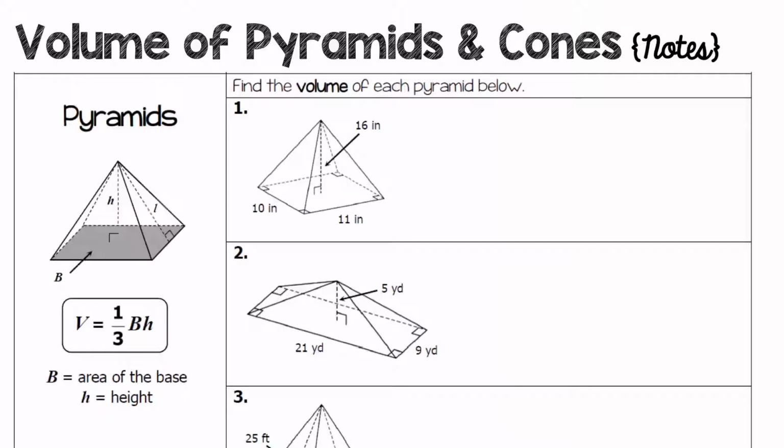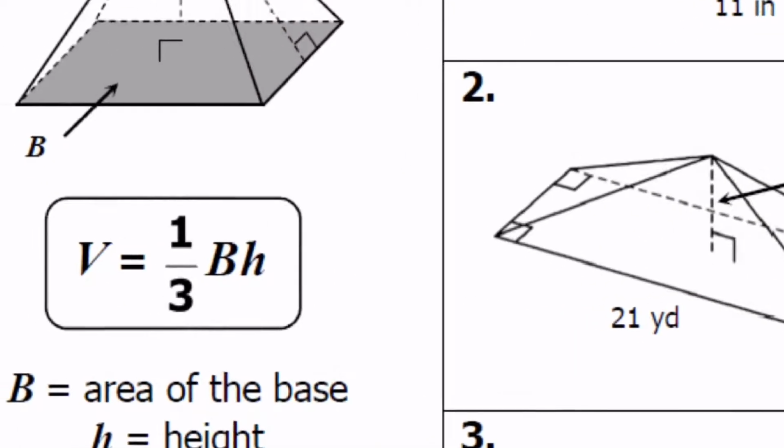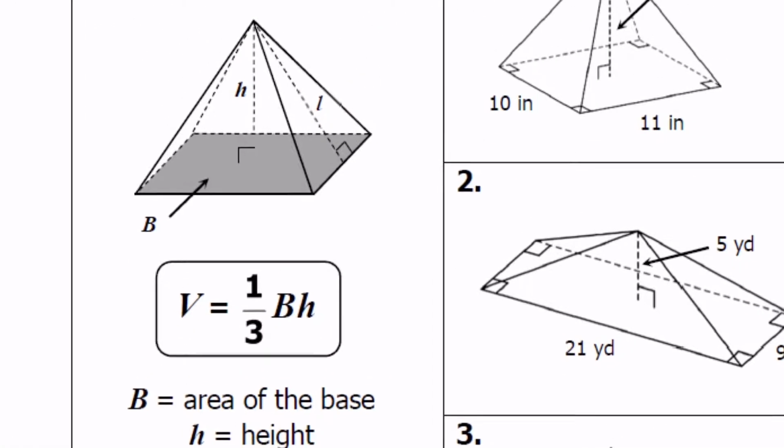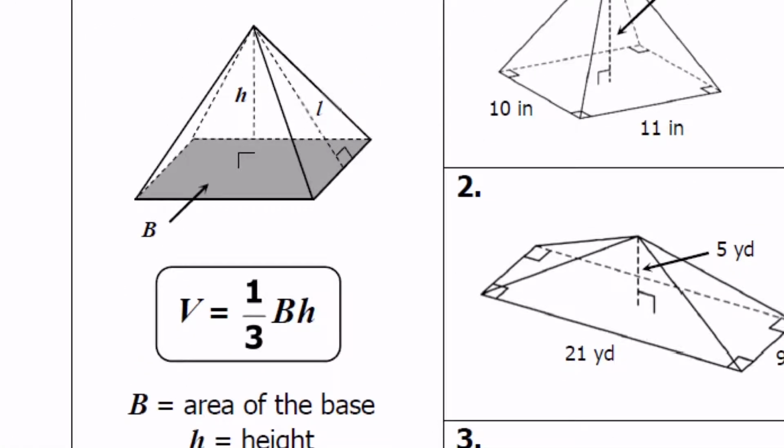Okay, next section, second to last one, section 7. So this is volume of pyramids and cones. Similar to volume of prisms, volume of pyramids and cones is, you have to find the base area first, okay? Then you use that in this formula where the volume is equal to 1/3 times the base area, so the dark gray here, times the height.